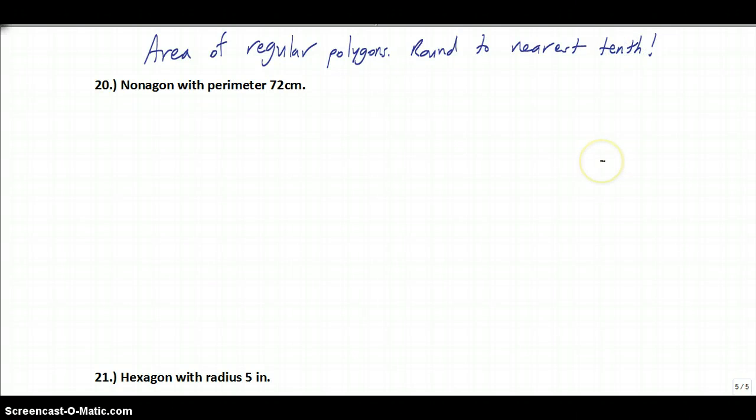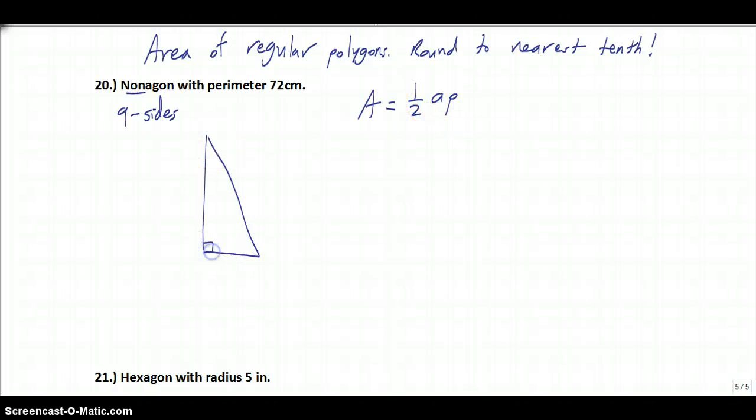So, here we go. Nonagon, well, non means 9 sides, 9-sided. And the perimeter is 72. Convenient, because our formula is 1/2 apothem times perimeter. Well, we know the perimeter, so we're halfway home. We just need the apothem, so let me draw that triangle. Again, I don't expect you to draw the entire nonagon. That would be ridiculous. I wouldn't want to do it, and I don't want you to do it.